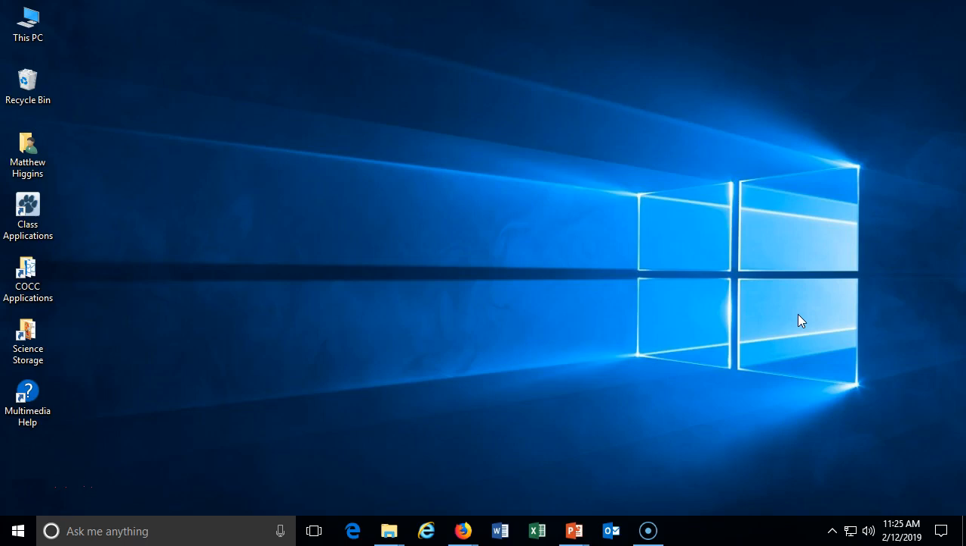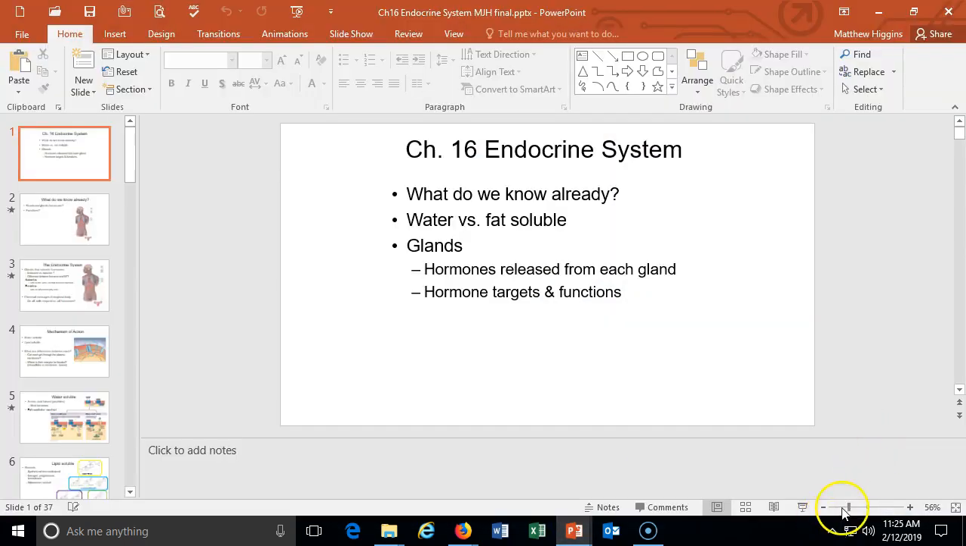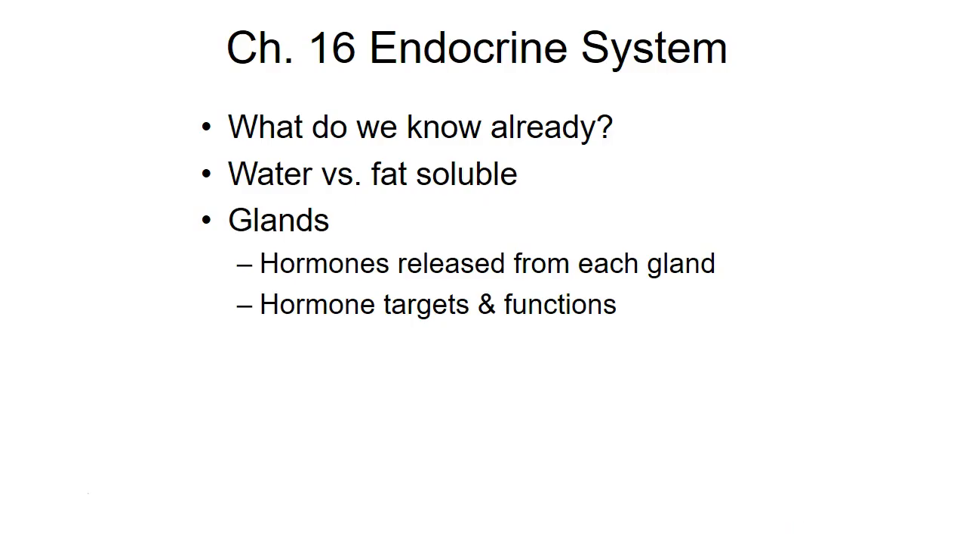So that's some of the basics for the endocrine to start our discussion. All right. So here we talked about what we already know. We have water versus fat or lipid-soluble hormones. We have glands that are going to be releasing hormones, and then some hormones are going to have specific targets based upon which cells have that receptor for that hormone.